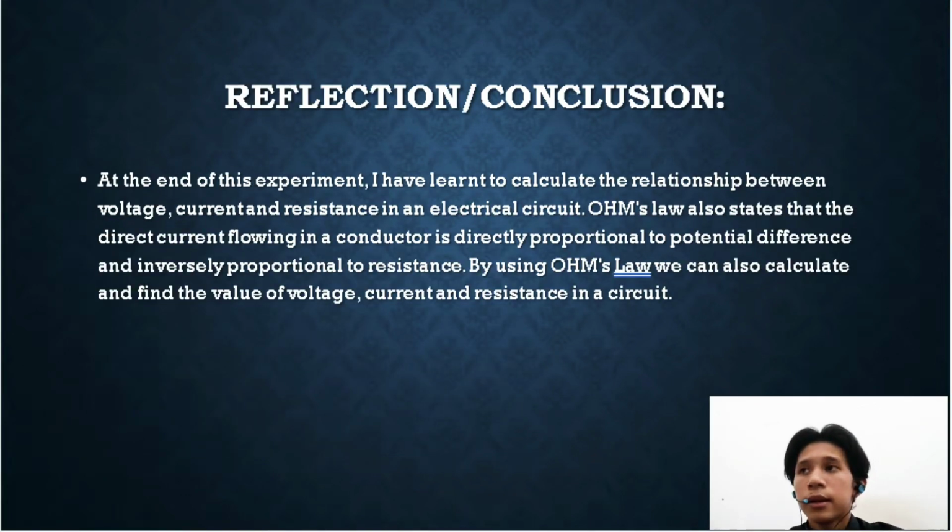The conclusion is, at the end of this experiment, I have learned to calculate the relationship between voltage, current, and resistance in the electrical circuit. Ohm's law also states that the direct current flowing in a conductor is directly proportional to potential difference and inversely proportional to resistance. By using Ohm's law, we can also calculate to find the value of voltage, current, and resistance in the circuits.